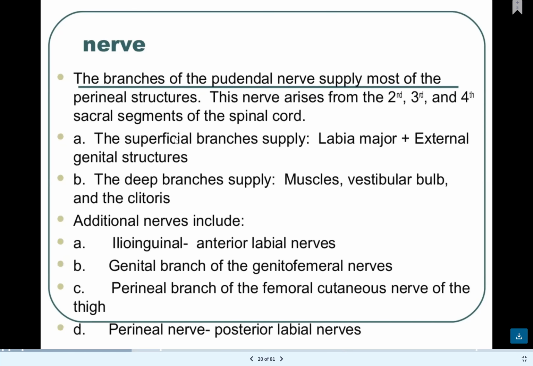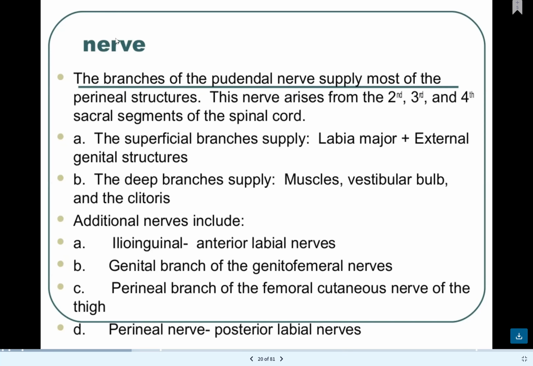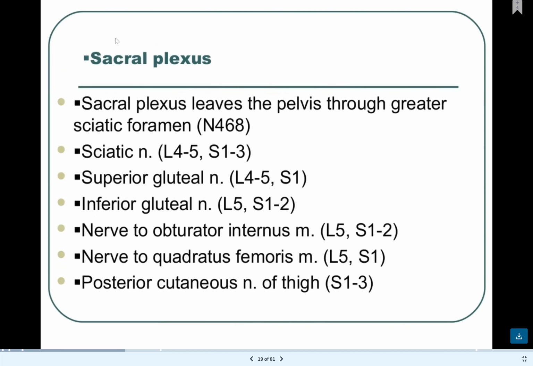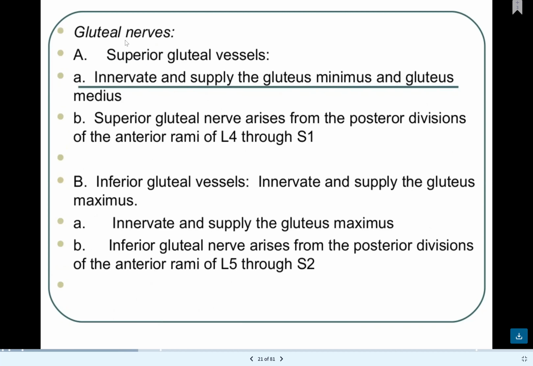So we said the superficial branches will supply the labia majora and external genitalia, while the deep branches will supply this. Now, we are moving on to the gluteal nerves. We moved from the pudendal nerve, and then we talked about the piriformis nerve, and then we came to look at the superior gluteal nerve and the inferior gluteal nerve. So we are taking the superior gluteal nerve first. The superior gluteal nerve will innervate the gluteus minimus and the gluteus medius.